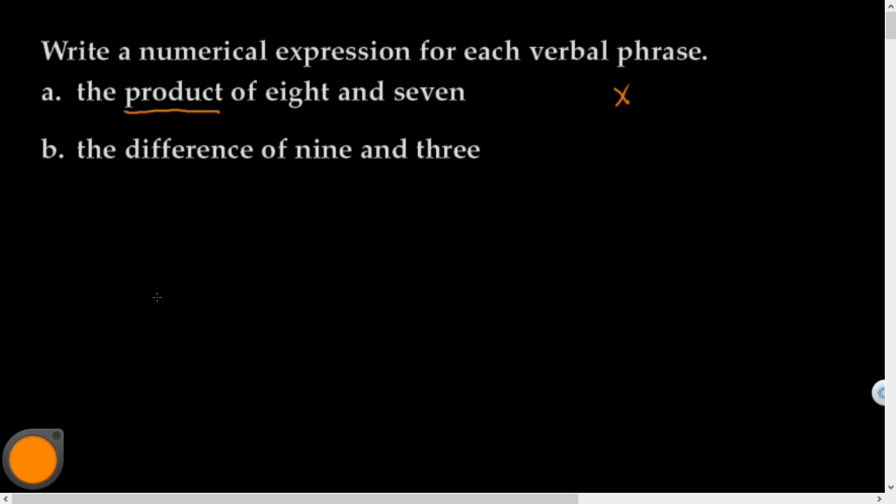All right, so multiplication. When I see of, here's now it's going to give me the two things that I am multiplying. And so let's actually even highlight those. Product of 8 and 7. I'll even throw that in a different color here. The product of 8 and 7, that is the numerical expression that I get when I hear the phrase, the product of 8 and 7.